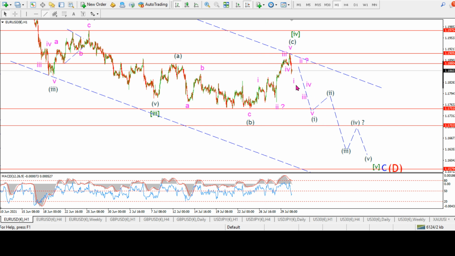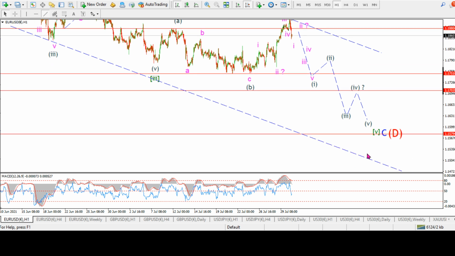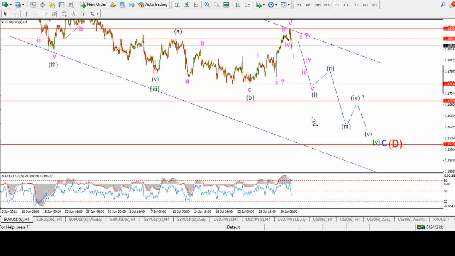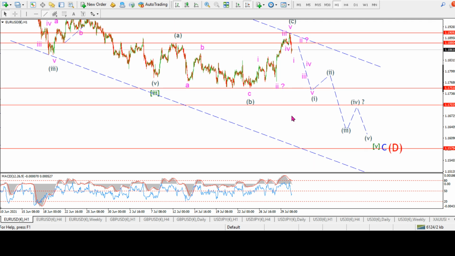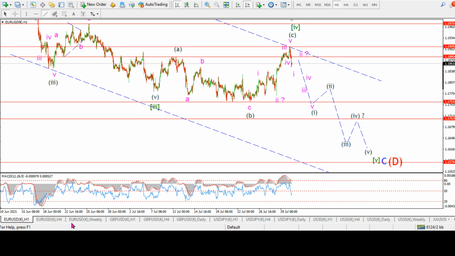So next week I'll be looking for 5 waves down to begin in wave 5 of C of D. And if this trend channel is filled, we will get down towards that 115 area. But the minimum target obviously is a break of 117 again. So let's see how that works out.